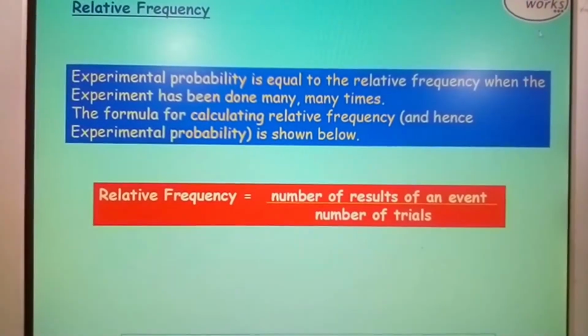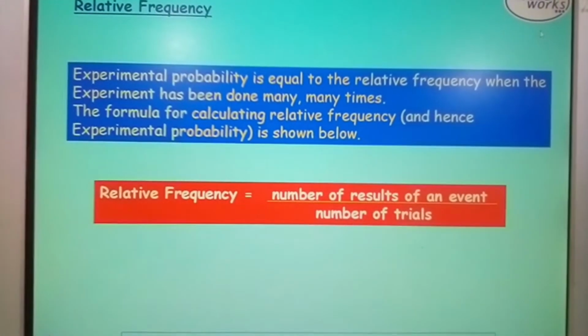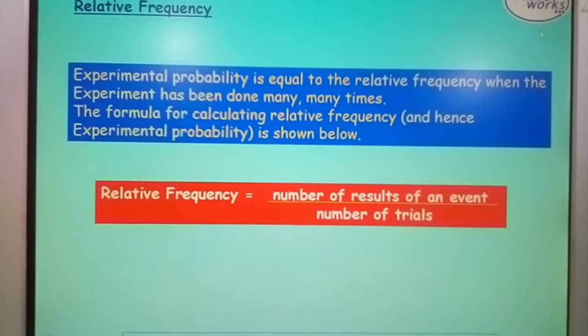Let's pan back, make sure we get everything in. Now the objective is to know the formula for relative frequency.